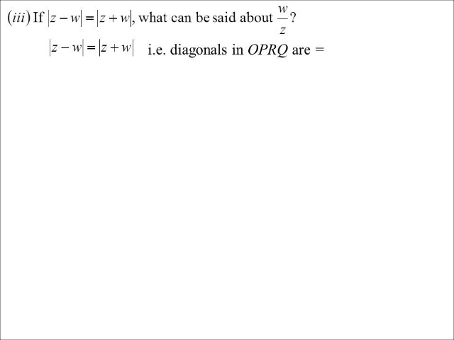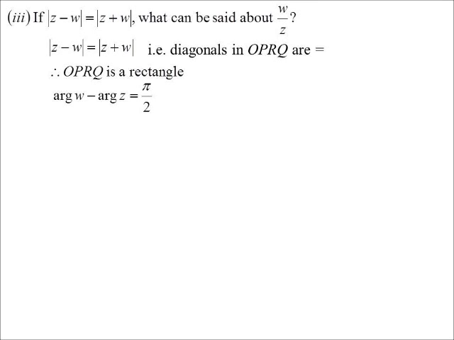So diagonals are equal. We know the shape is a rectangle. Therefore, that angle must be 90 degrees. Because if it is a rectangle, and have a look at the picture, I haven't got it here, but if you look at the argument of W minus the argument of Z, so look at the origin, argument of W minus the argument of Z, that is the angle in the rectangle. So it must be 90 degrees.